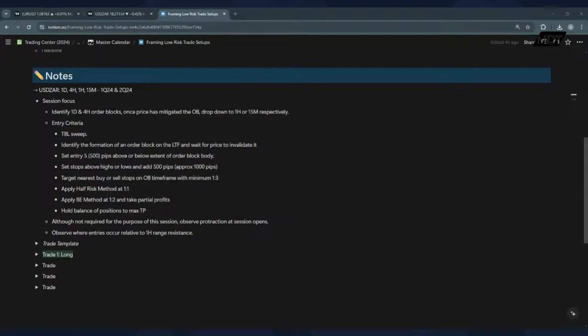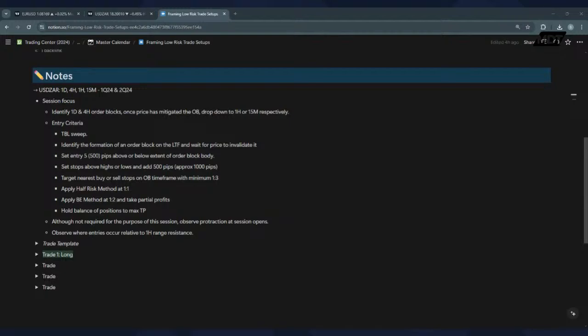I'm then targeting our nearest buy or sell stops on the order block time frame. So that's either going to be our 1 hour or 15 minutes. And that obviously speaks to our session, I think it was last week, where we focused on liquidity and understanding that there are orders that lie above liquidity that institutional players target to fill their orders. And so that's essentially our TP, but I'm looking for a minimum of 1:3.